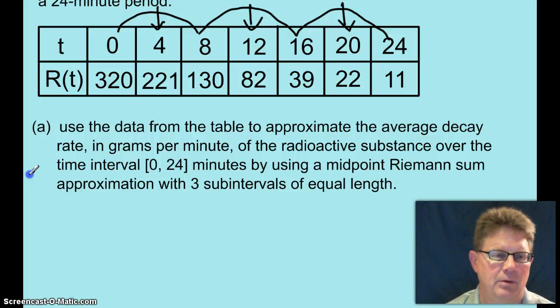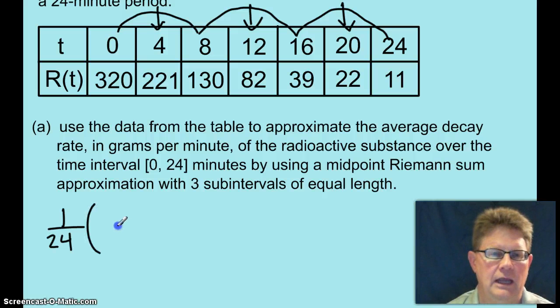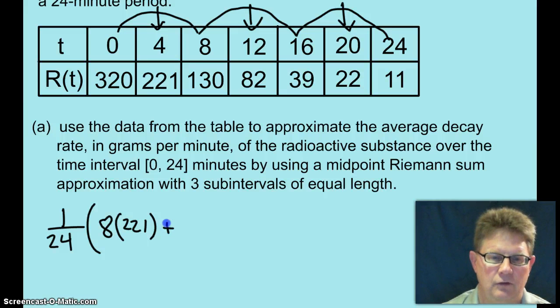Okay, so that approximation is going to equal 1 over 24 minus 0, 1 over 24. Okay, and we're going to have 3 rectangles. Each of them are going to be 8 wide. And the height, well, we're going to find that out using midpoint. So the height at 4 is 221 plus 8 times 12, the midpoint, 82, plus the height at 20 is 22.